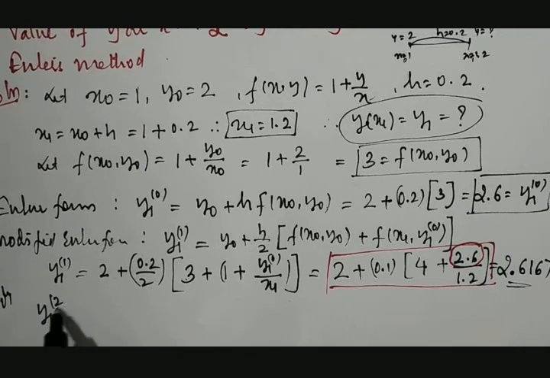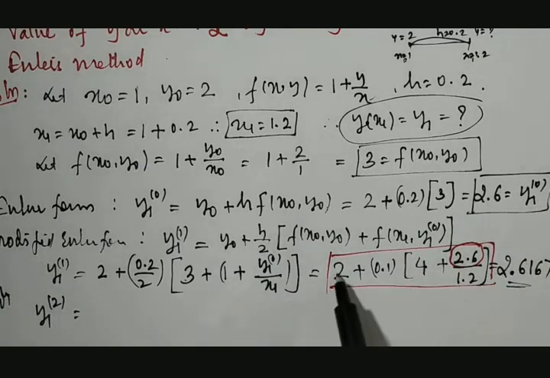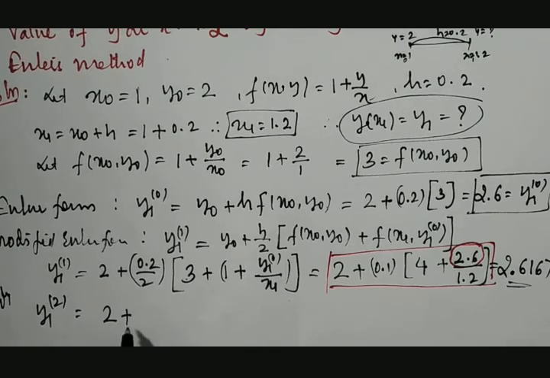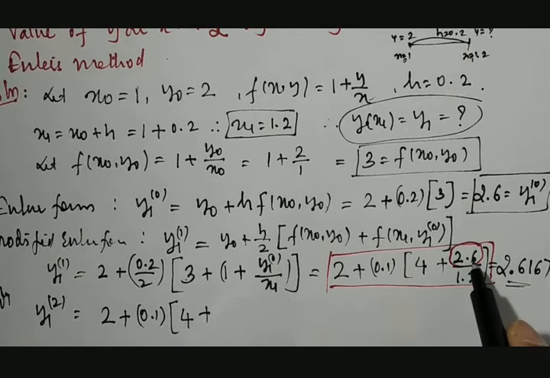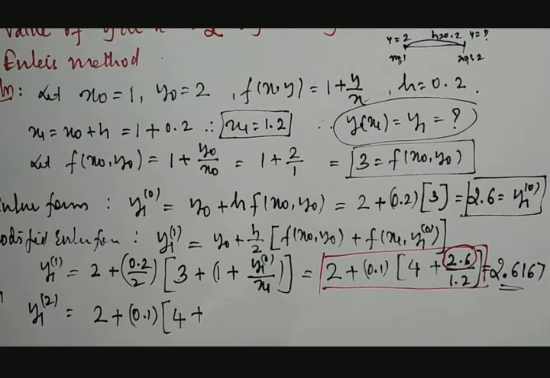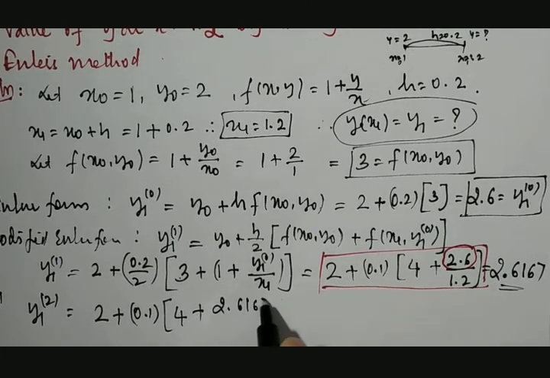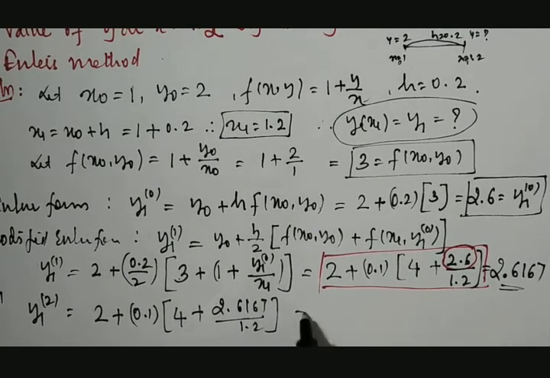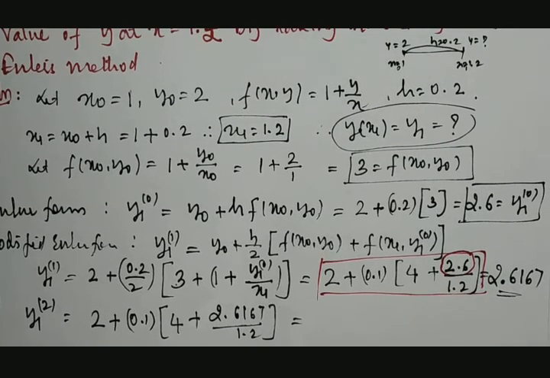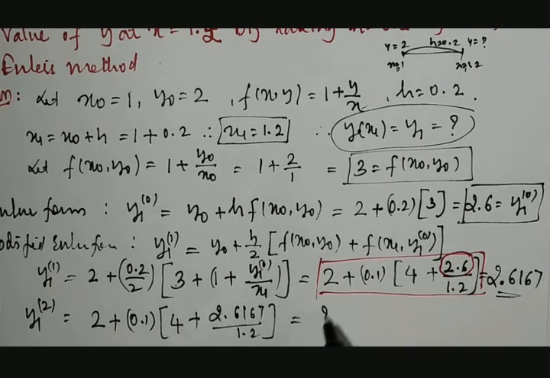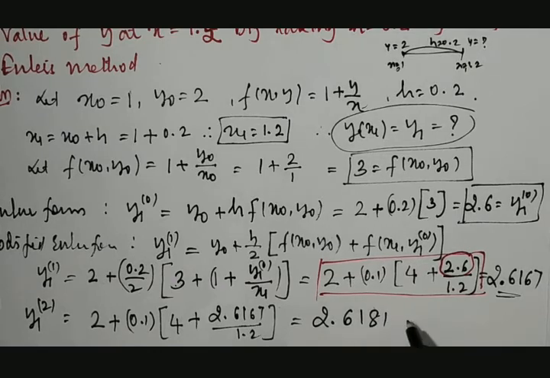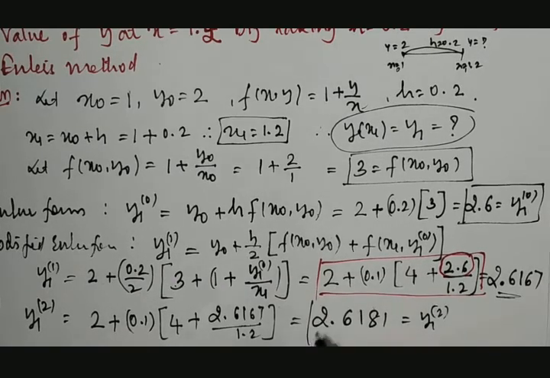So let us see. For the second approximation, I'll not take anything else, only I'll be following this result. That is 2 plus 0.1 into 4 plus, where this 2.6 will be replaced by the new value, 2.6167 divided by 1.2. Calculate this and let us see how much it is. 2.6167 divided by 1.2 plus 4, that into 0.1, then it is equal to 2.6181. This is the second approximation.